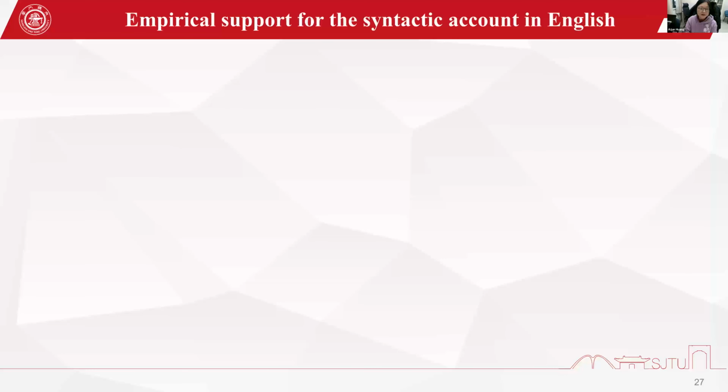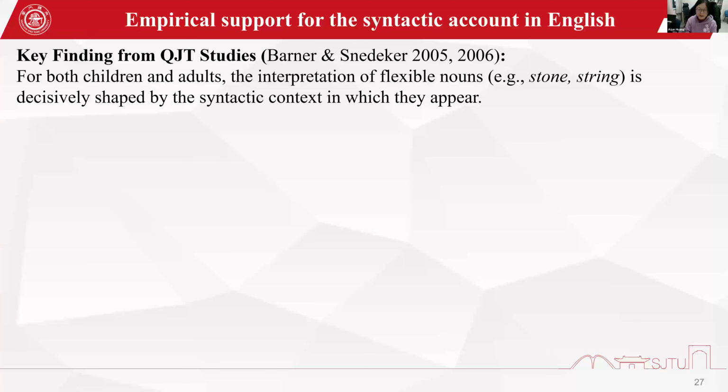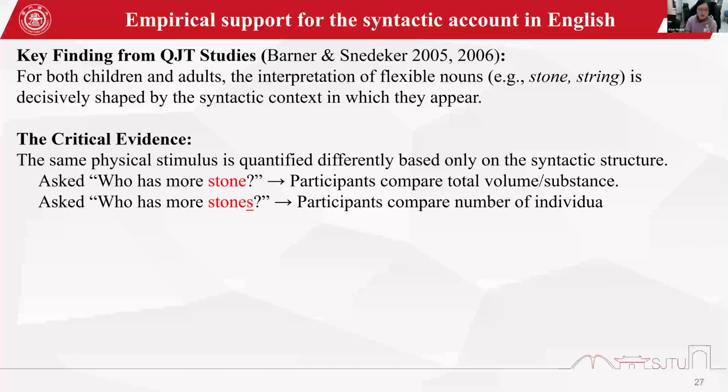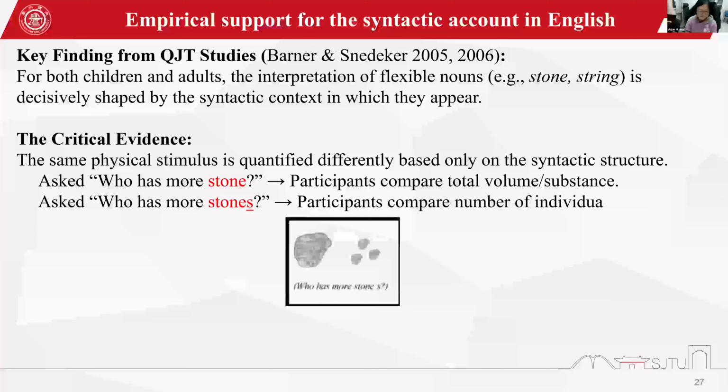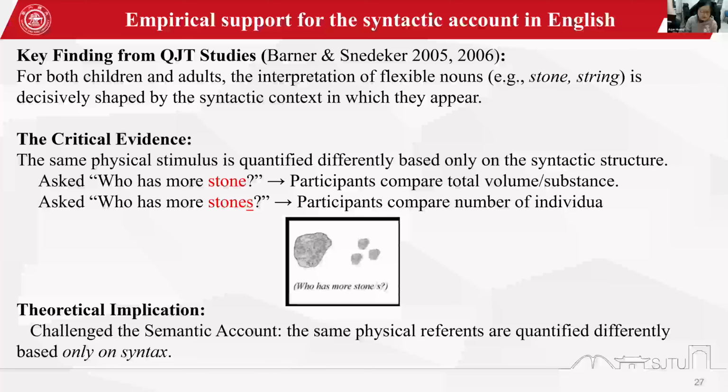So this methodology provides very good support for the syntactic account in English. For both children and adults, the interpretation of flexible nouns like stones, strings, and papers is shaped by the syntactic context in which they appear. As we just said, they give two distinct choices for the sentences who has more stone versus who has more stones. So this result challenged the semantic count account, according to which the same entities could not be quantified differently. But this is exactly what is predicted by the syntactic count. So this result nicely supports the syntactic count.